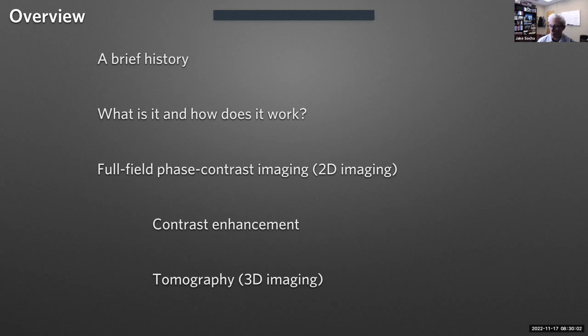So today I'm going to give you a brief history. I'm going to talk to you about what it is and how it works. And then the three main things I'm going to talk about: I'm going to give you some examples from 2D imaging, which is really full field imaging. I'm going to talk about contrast enhancement. And then lastly, I'll talk about tomography.